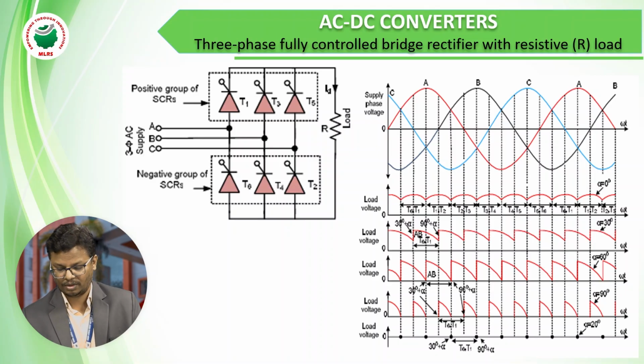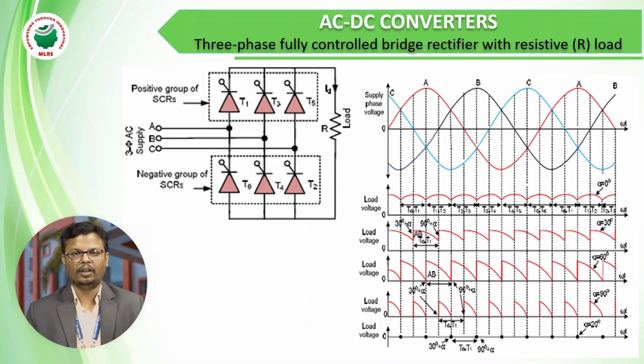So here you can observe the three-phase waveforms. One is sky blue, one is red, and another is navy blue. We represent the A phase as red, the B phase as navy blue, and the C phase as sky blue. And here we can observe the load voltages by changing the firing angles.